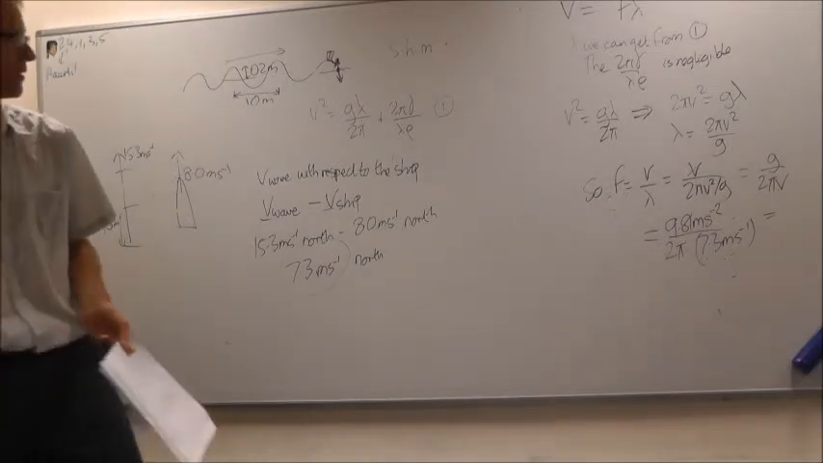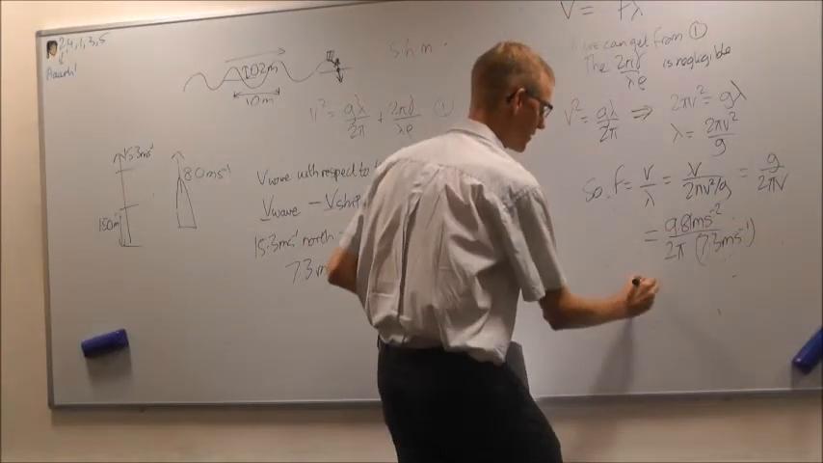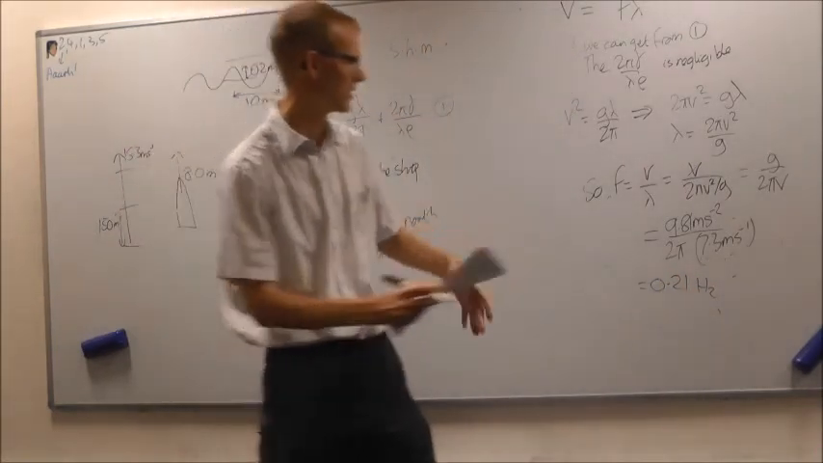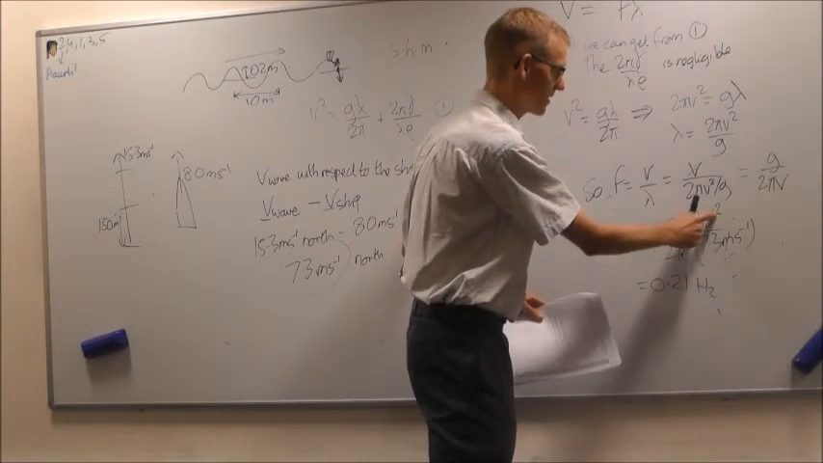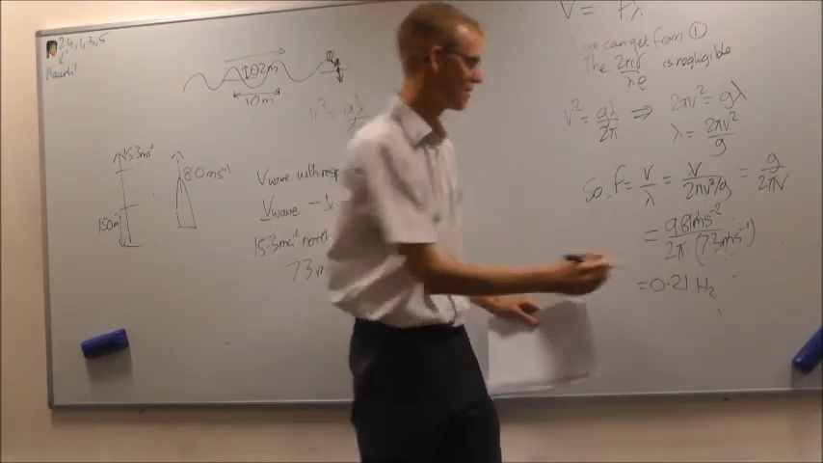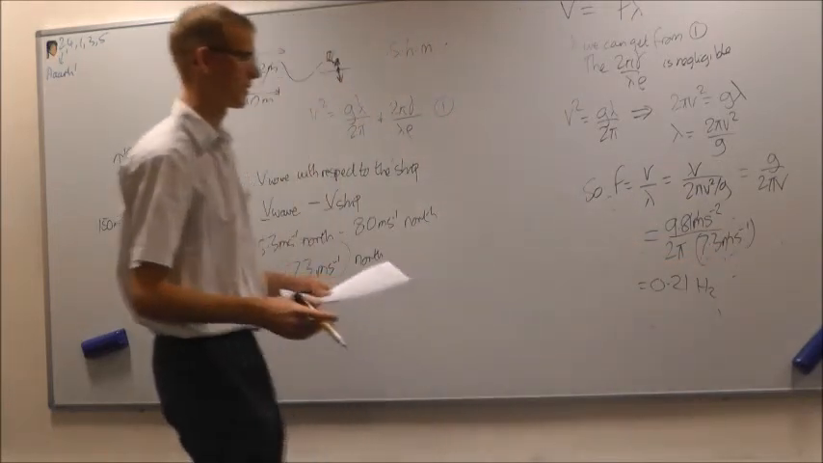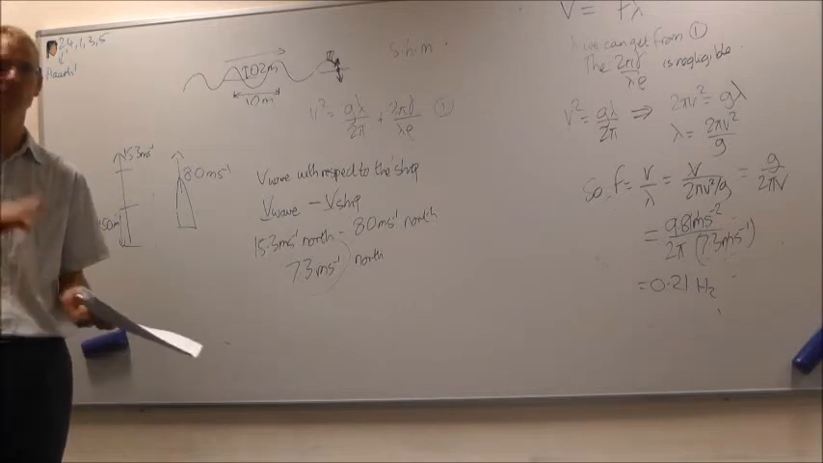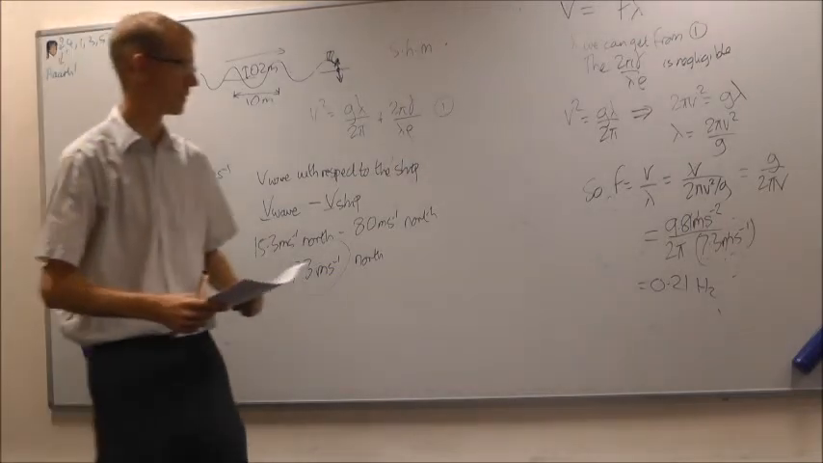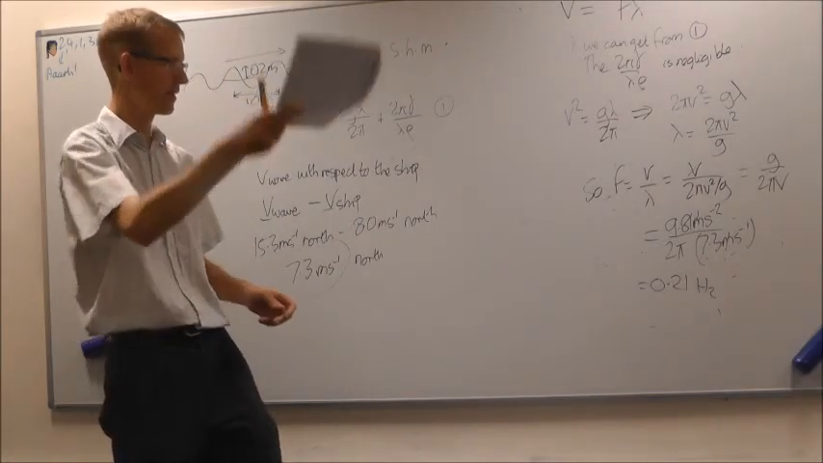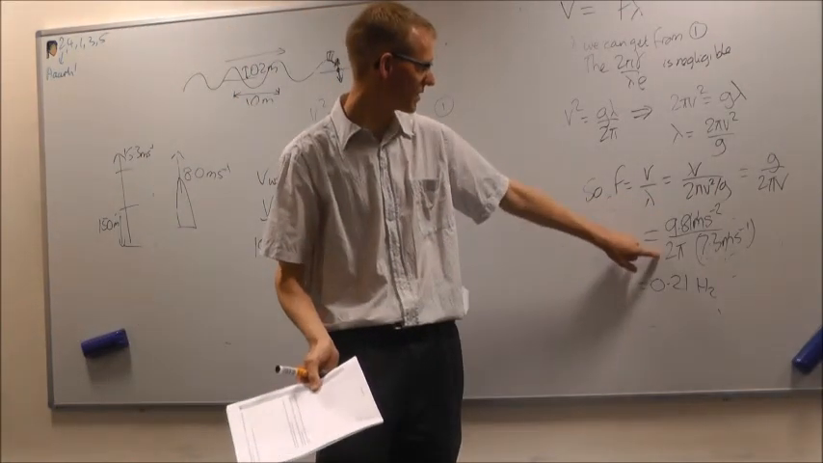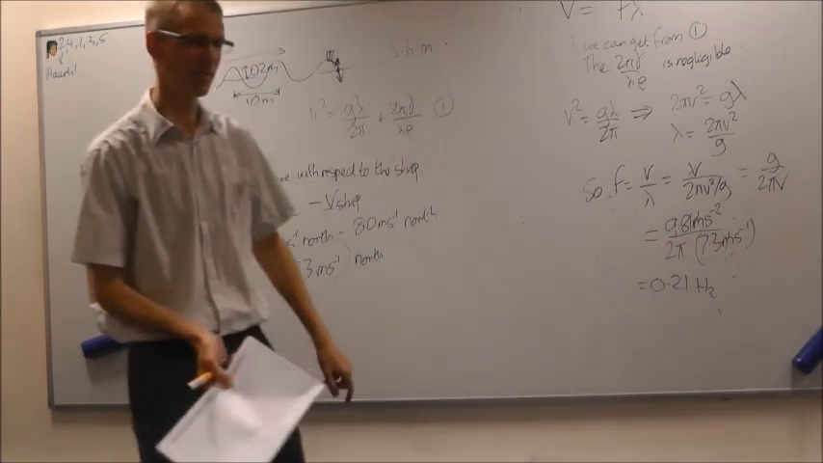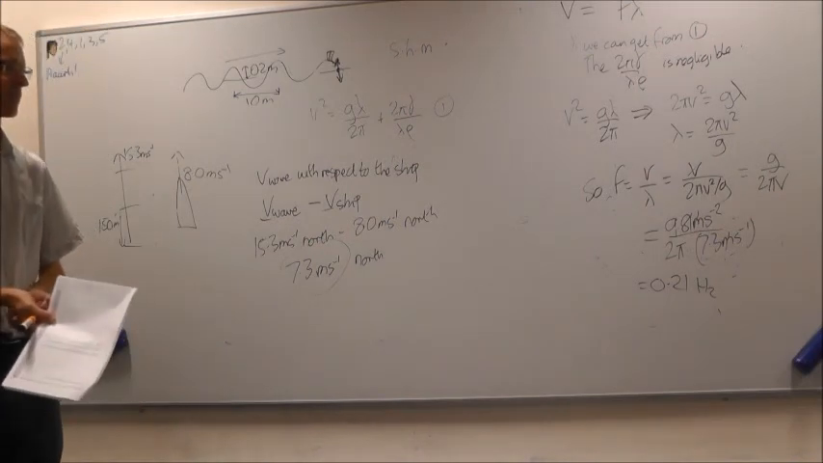0.21. I think two significant figures here. Hertz. Just check units: metres per second to the minus 2 over metres per second to the minus 1 is per second, which is a hertz. And that seems reasonable. 5 second periods, reciprocal of that, 10 divided by 6, about 1 and a little bit. Divide that by 7, it's going to be about 0.2-ish.